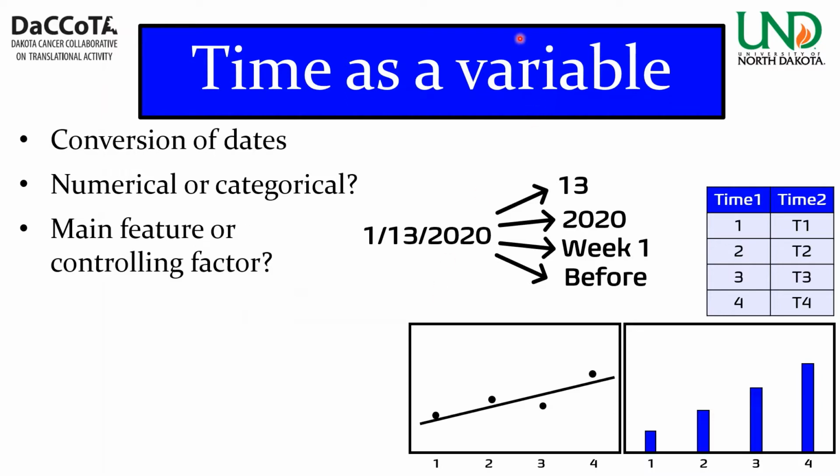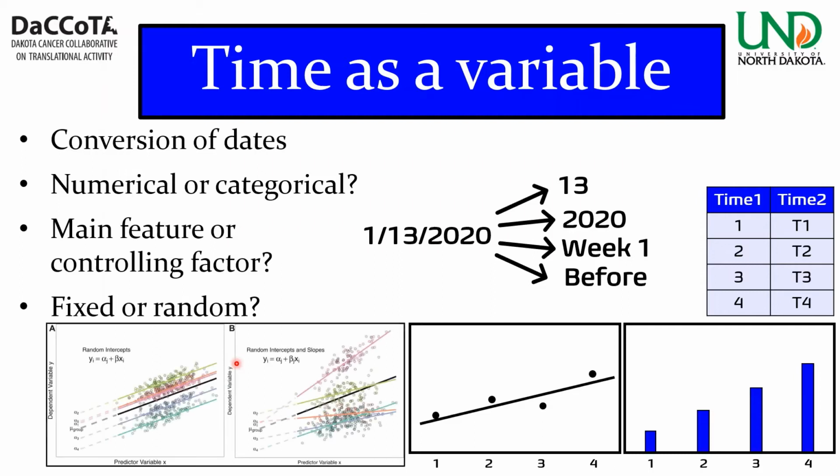A similar question is whether time is a fixed or random effect. Time is usually a fixed effect on the x-axis, a change over time, but individual is often treated as a random effect to account for the repeated measures, because by treating individuals or other grouping considerations as random, the intercepts and slopes that essentially change over time can vary across individuals.